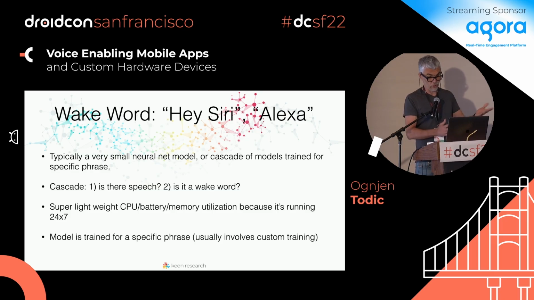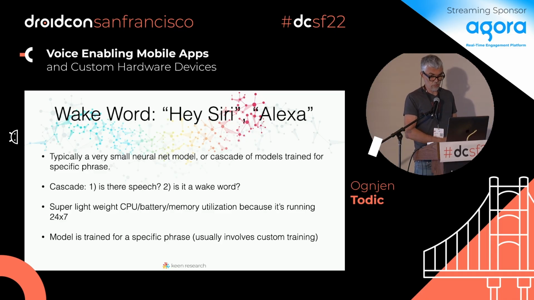Wake word I already mentioned. All of you, I'm sure, are familiar with this. Hey Siri, hey Alexa. This is typically a very small neural network model or cascade of models that's trained for a specific phrase. Cascade, typically there's two stages. One is, is somebody talking at all? That would be the first one, super lightweight. And then the second one that's also lightweight, but maybe a little bit more complex, which is, oh, somebody's talking. Now I'm trying to figure out, are they talking to me? Is there a wake word there, right? So that would be the cascade.